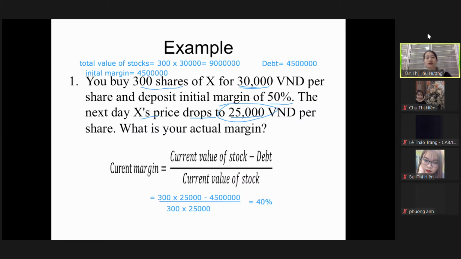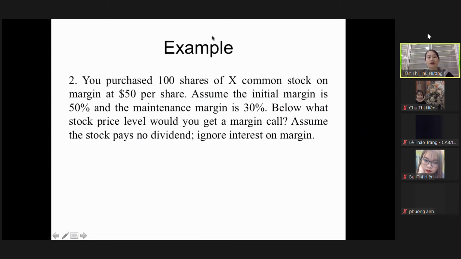Okay, so now we turn to the second exercise. Now in this case, you are required to determine the stock price level at which you would receive a margin call. We have information that the maintenance margin is 30%. If your current margin is lower than the maintenance margin, you will receive a margin call. So in this exercise, you are required to determine the stock price level at which you get a margin call. Okay, let's do it.